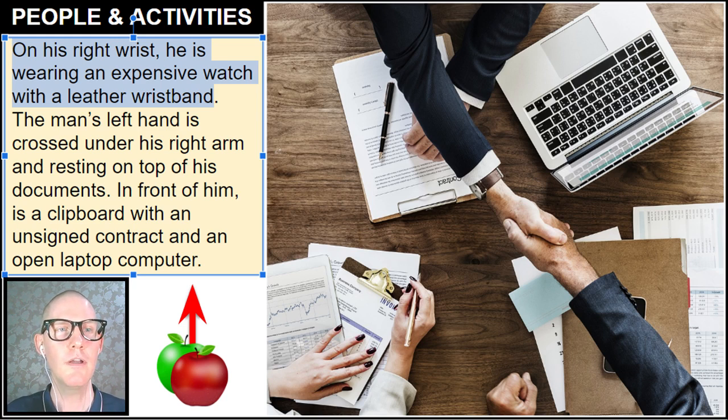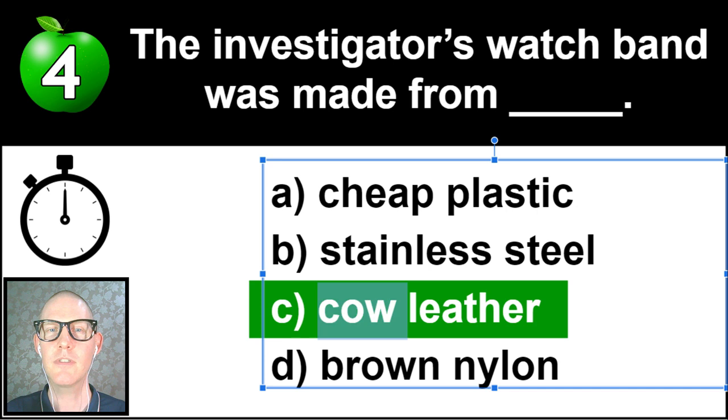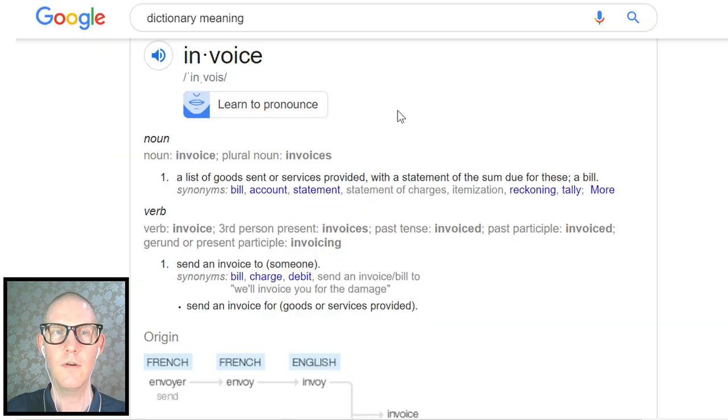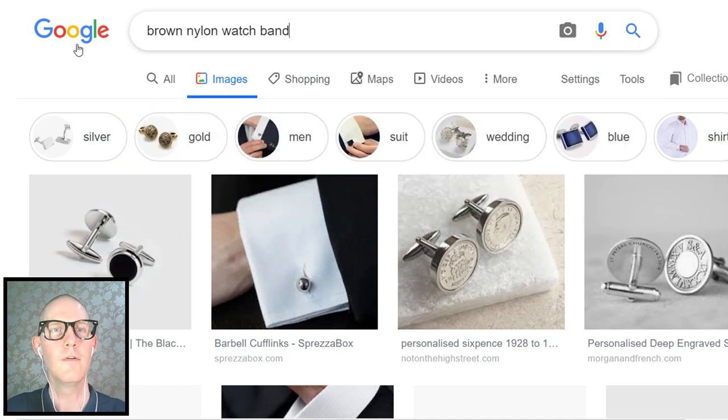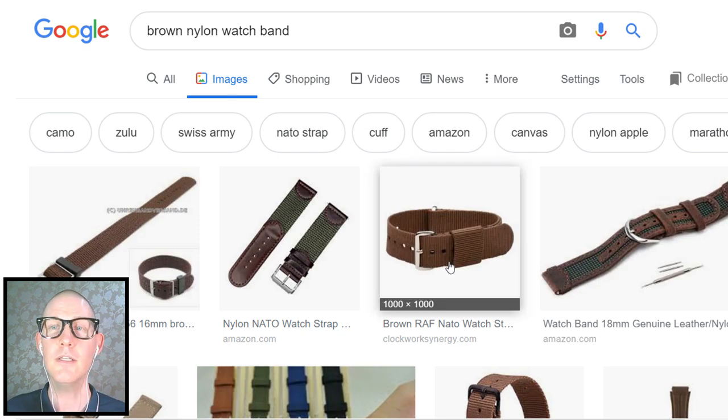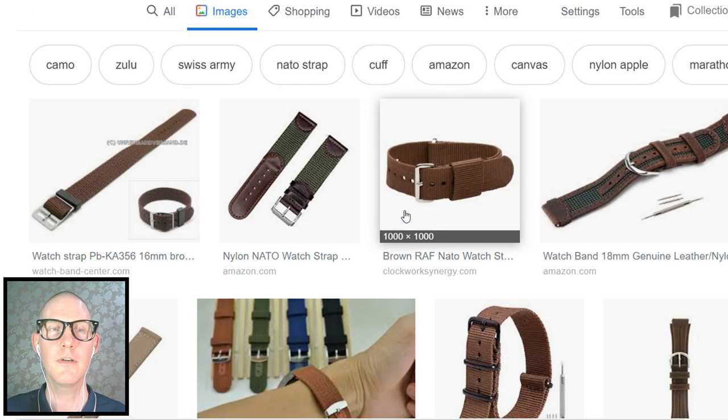So, all of the other ones have other materials besides leather. So, even if it's not cow leather, it's the only one that says leather, right? So let's take a quick look. What is nylon? If it was a brown nylon watch band, it looks a little bit different, and the material is different. All right, so a brown nylon watch band would be like this. So it's synthetic. It's a man-made material, right?